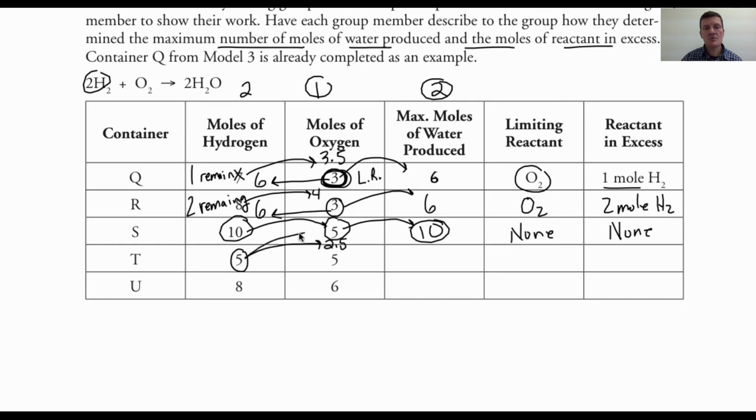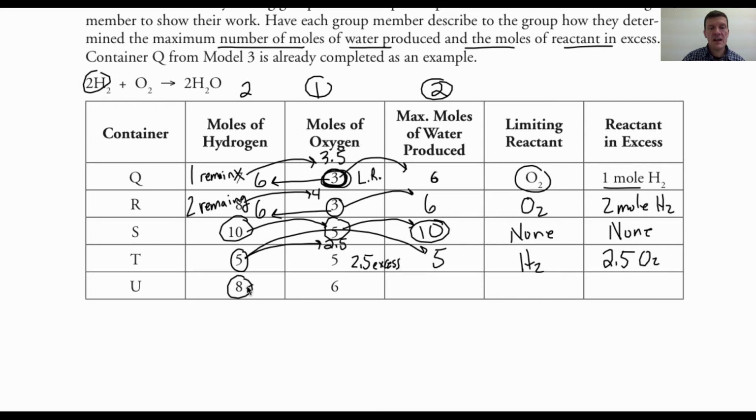And I always produce the same amount of water as hydrogen. But I'm not going to use all of this oxygen. I'm going to have 2.5 in excess. Your limiting reactant is the hydrogen. You're going to have 2.5 of oxygen left over.